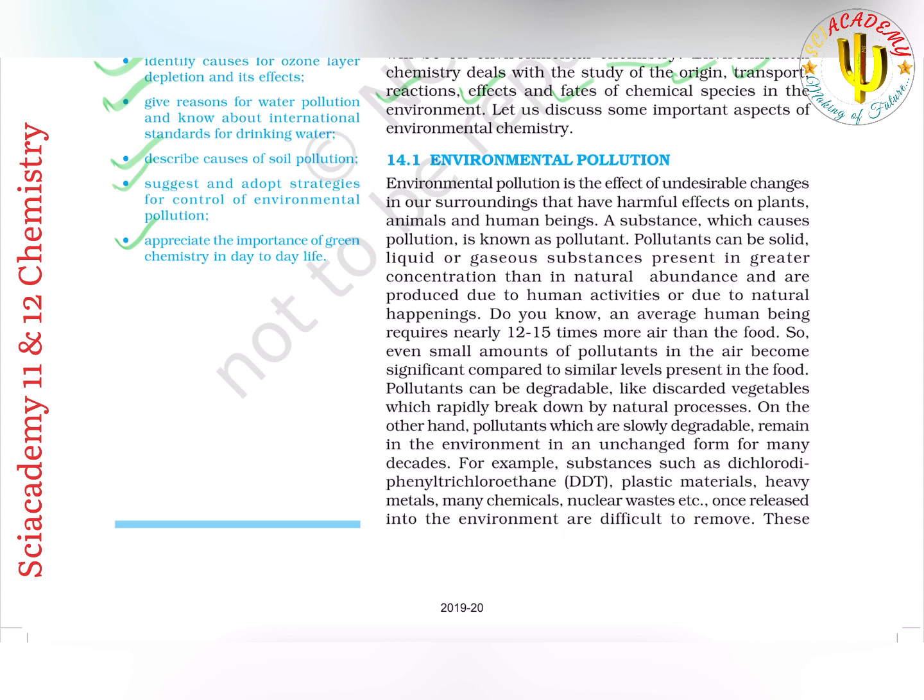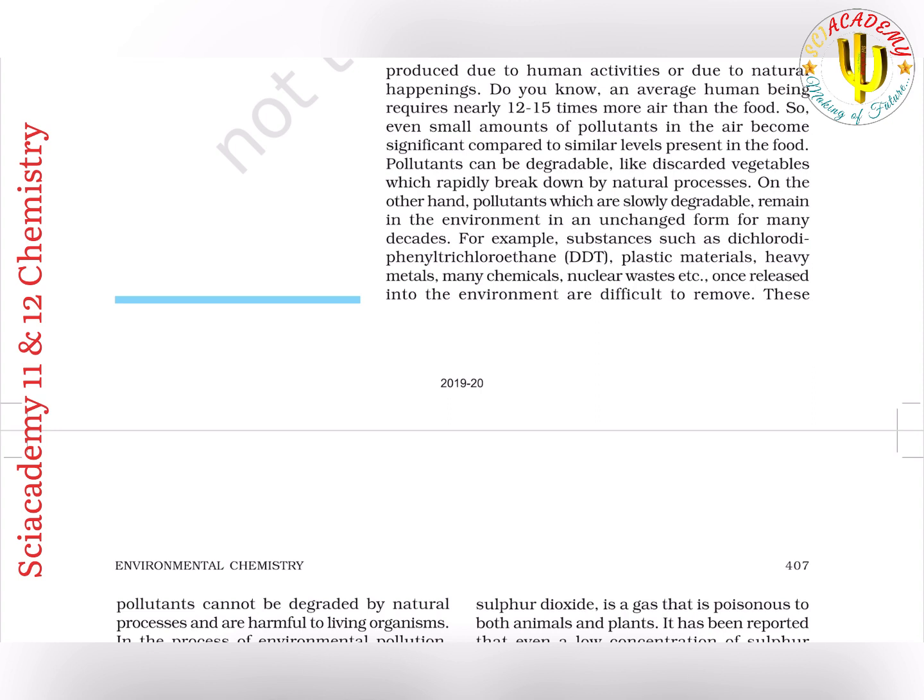Do you know an average human being requires nearly 12 to 15 times more air than food? So, even small amounts of pollutants in the air become significant compared to similar levels present in the food. Pollutants can be degradable, like discarded vegetables, which rapidly break down by natural processes. On the other hand, pollutants which are slowly degradable remain in the environment in an unchanged form for many decades.